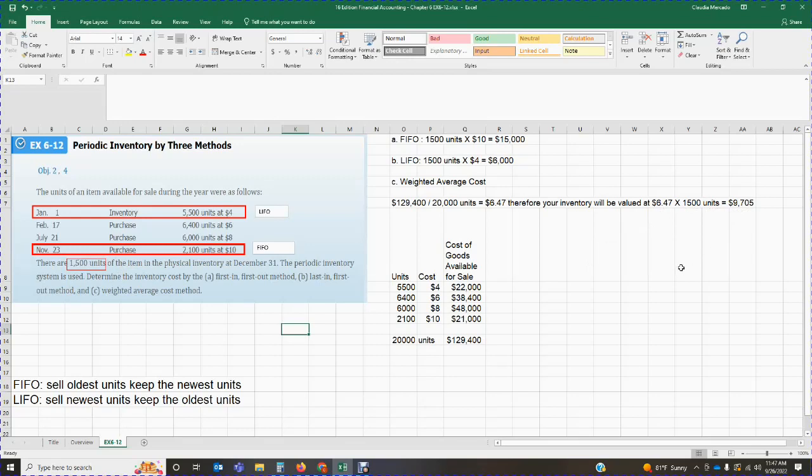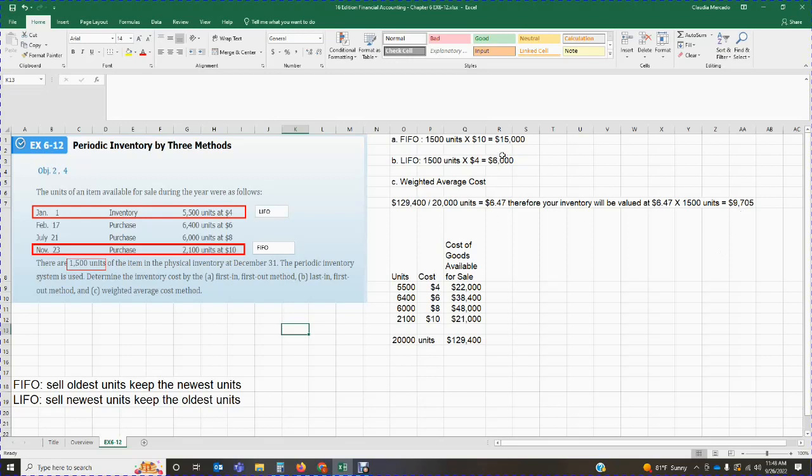So if you can see here, in all three scenarios we are left with 1,500 units. The only thing that changes is the way we account for those 1,500 units. If we account for those using the FIFO method, my inventory is going to be valued at $15,000. If I account for that using LIFO, then my inventory is going to be valued at $6,000. And the weighted average is basically the method that yields a number in between the other two, between LIFO and FIFO. The weighted average cost would give you an inventory value of $9,705.